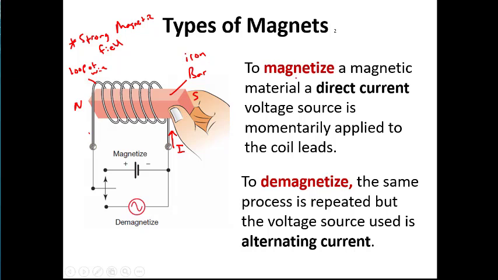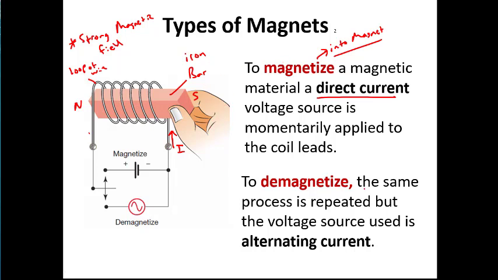So to magnetize a material, we're trying to turn a material into a magnet, kind of like my screwdriver in my toolbox. It's sitting next to a magnet and it becomes magnetized. We take a magnetic material, and a DC voltage source, it's got to be DC, we'll talk about why in just a second, is momentarily applied to the coil leads. So basically we take a magnetic material, we put it in an electromagnet, and it becomes magnetized.